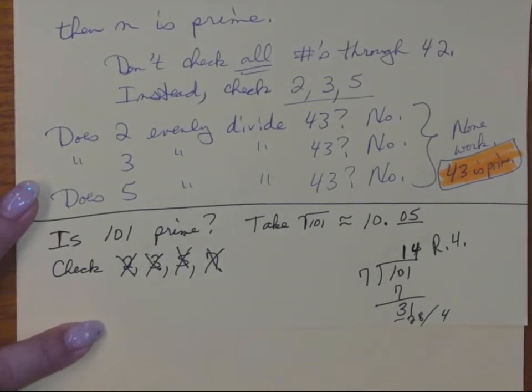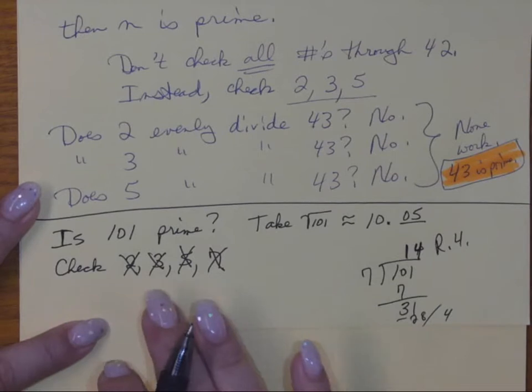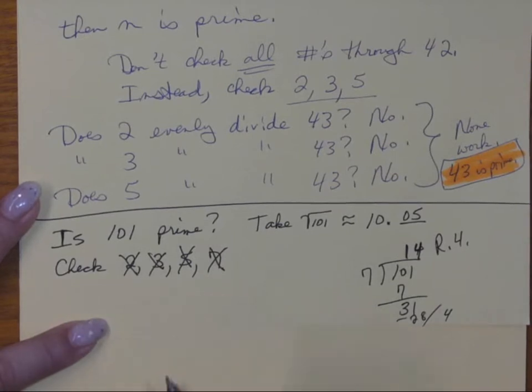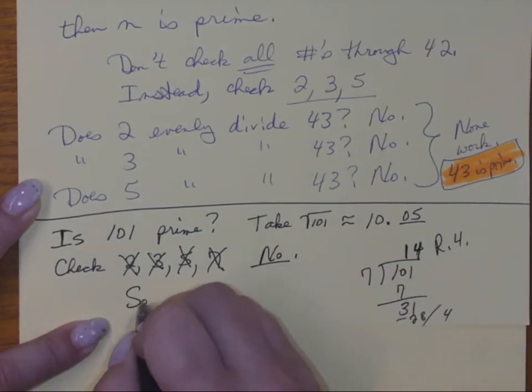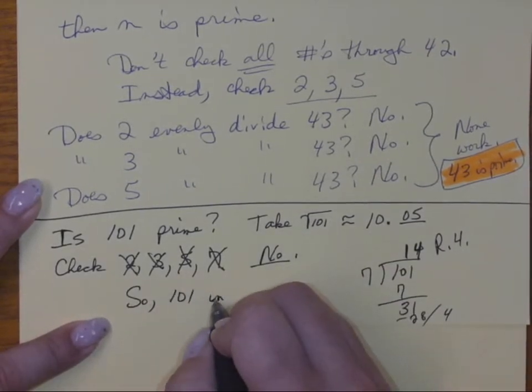Check prime factorizations. See if 101 is divisible by 11. See if 101 is divisible by 13. But I'm telling you, you don't have to do all that. These are the only 4 you had to check. And none of them divided into 101 evenly. So 101 is prime.